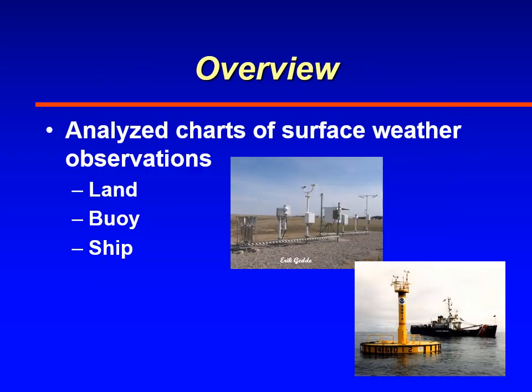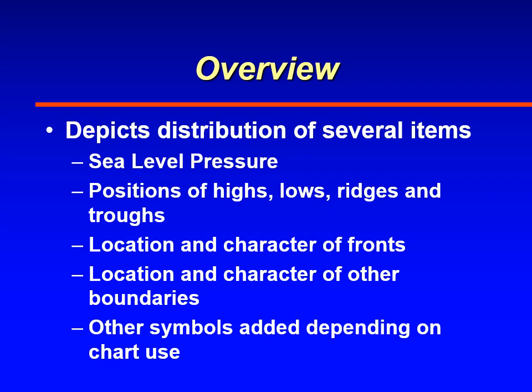The surface analysis chart is an analysis of observations that, of course, are made at the surface. There are all sorts of things that make observations at the surface, things like ASOS and AWOS stations, but it also includes things out in the middle of the ocean or in the Gulf of Mexico, such as buoys and also ships. They make observations. So there are many things that are on this chart.